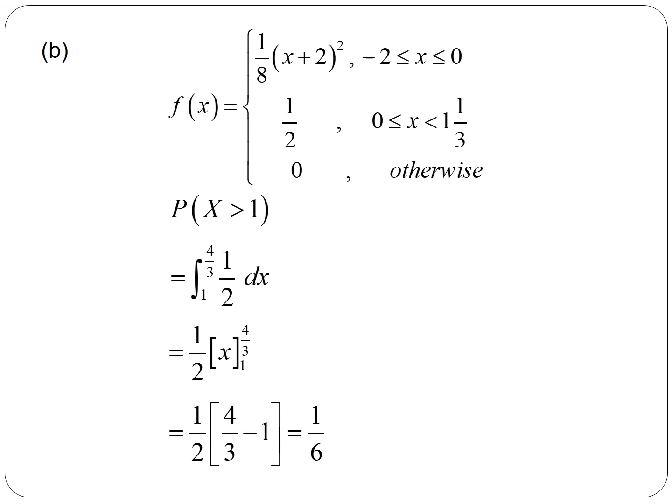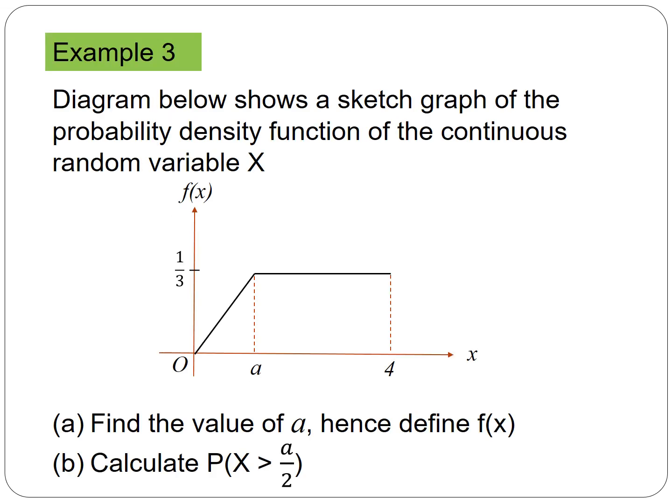Okay, now let's look at the example. Let's look at the third example. Okay, this time you're given a diagram that shows a sketch graph of the probability density function of a continuous random variable x. So find the value of a, hence define the probability density function f of x. And then calculate P of x greater than a over 2.